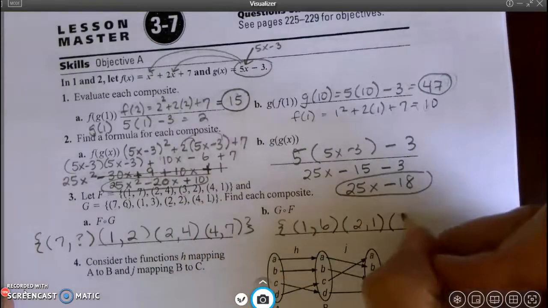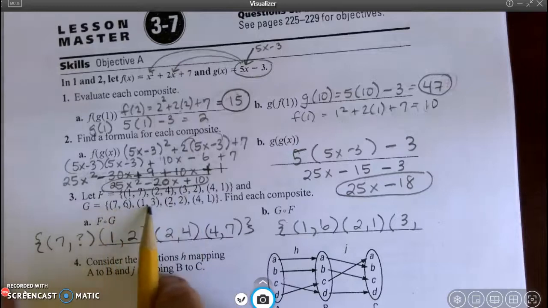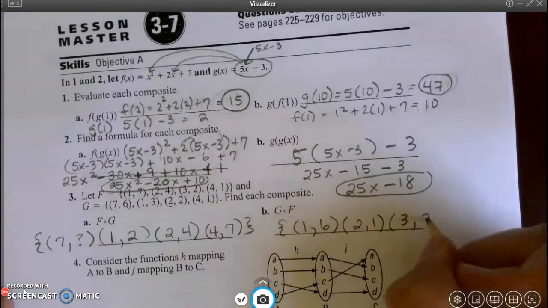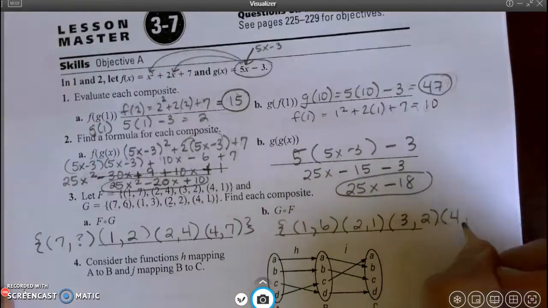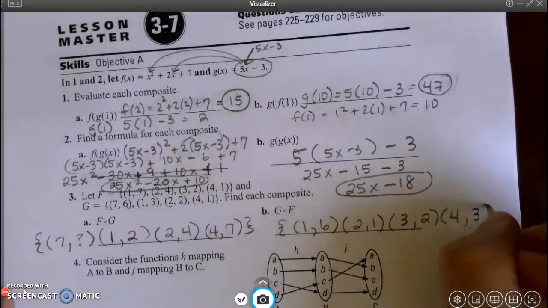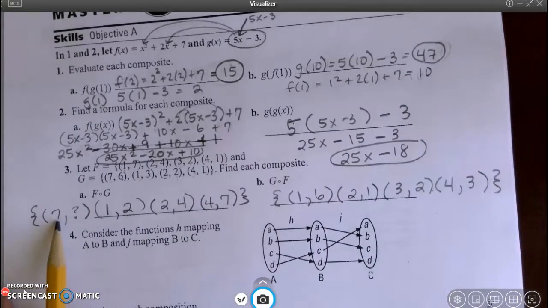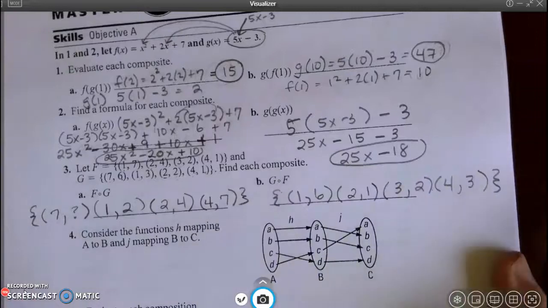Then I begin at 3. 3 takes me to 2. Where does 2 take me? To 2. Begin at 4. 4 takes me to 1. 1 takes me to 3. So I'm always starting with the X value and ending with a Y value.